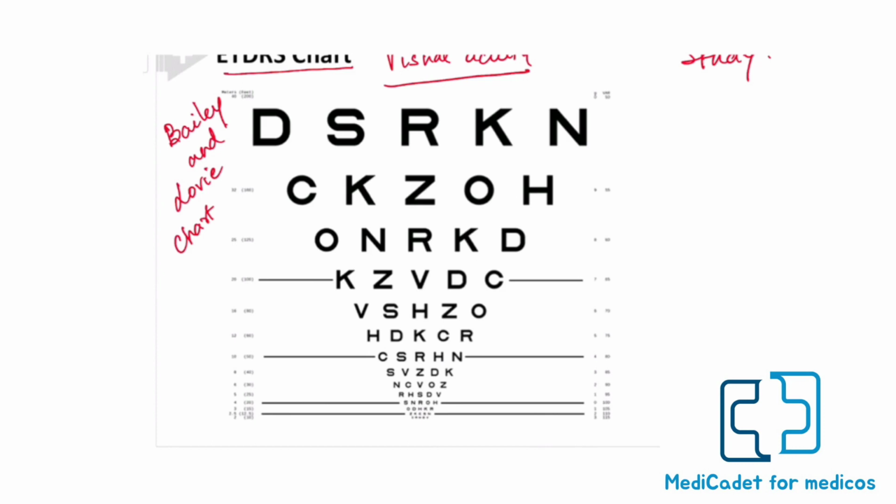But unlike the Snellen's chart, the number of letters in each line is the same. There are 5 letters in each line. So there is no crowding at the bottom of the chart. One of the problems of the Snellen's chart, I told you, was that because more letters are there at the bottom, the chart starts becoming crowded, and it is a little troublesome for the patients. So that problem was solved by this. There are 5 letters in each line.